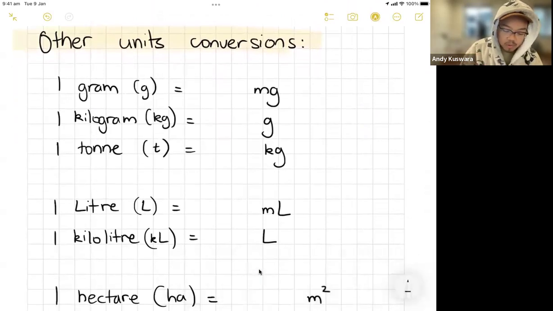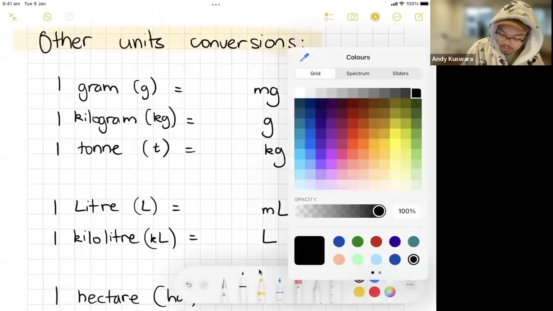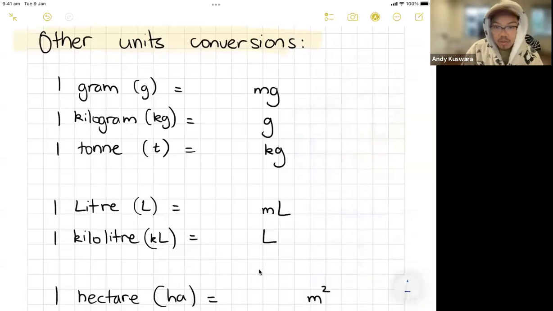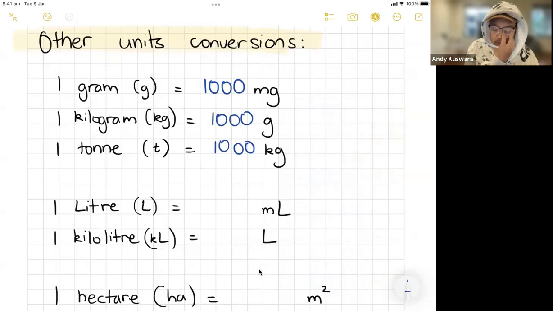Just a couple of things to note. If I'm talking about 1 gram, these are ones that you should hopefully know. So if you're feeling confident, pause this and see if you can fill it out without my help. If not, a milligram is 1/1000th of a gram, so 1,000 milligrams is 1 gram. I'm hoping you know this one: there are 1,000 grams in 1 kilogram, and a ton is 1,000 kilograms. As you can see, there's a pattern with your thousands.